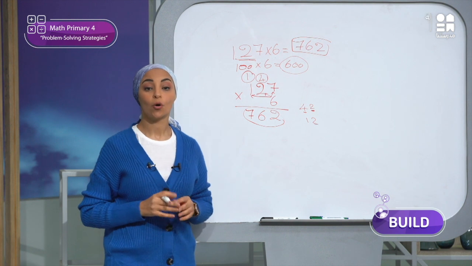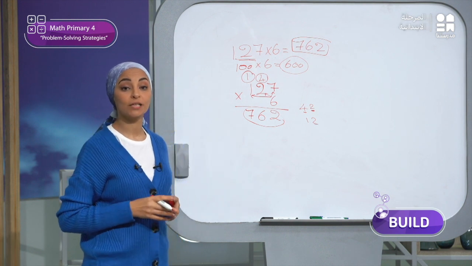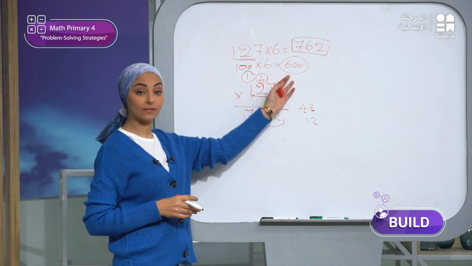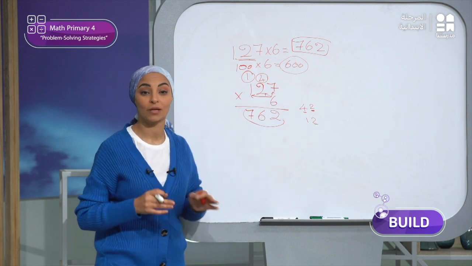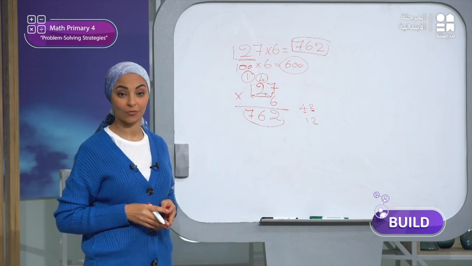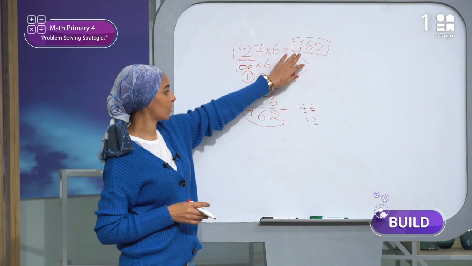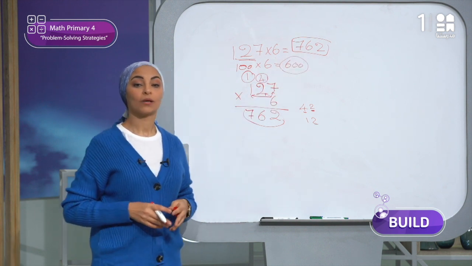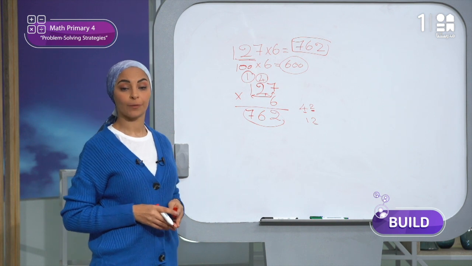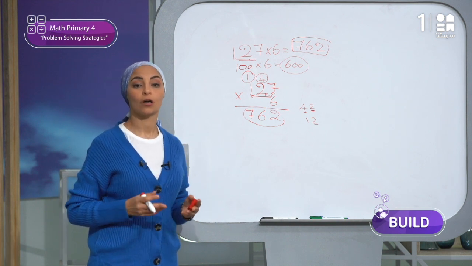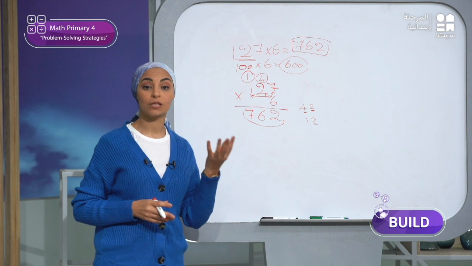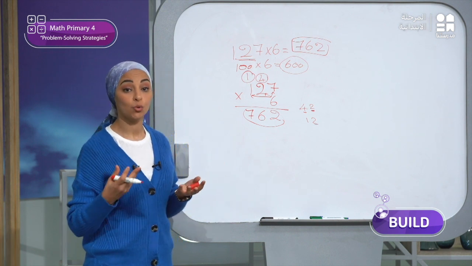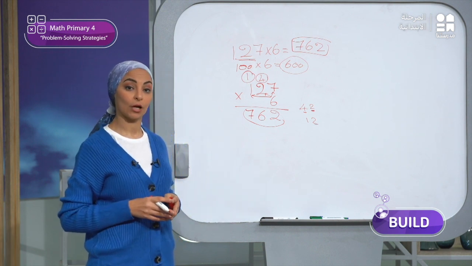Now I am sure all of you noticed the difference between the estimated answer and the actual answer, which is 600 and 762, right? Okay, now let's move to problem number 4. Problem number 4, here we are asked to add 9284 to 371. Let's do it together.